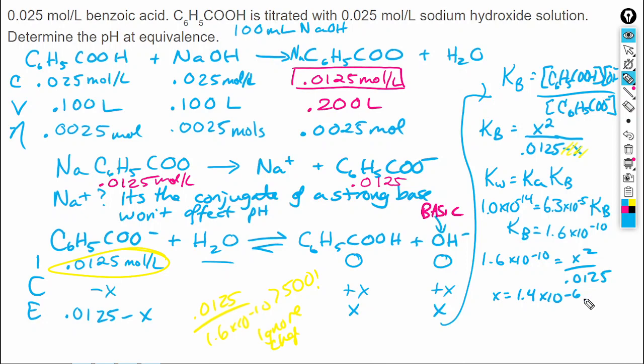So x is plus or minus 1.4 times 10 to the negative 6. Obviously, we can't have negative concentrations, so we have to use the positive root. That tells me that the concentration of the OH minus at equilibrium is 1.4 times 10 to the negative 6. What can I get from that information? I could get pOH.